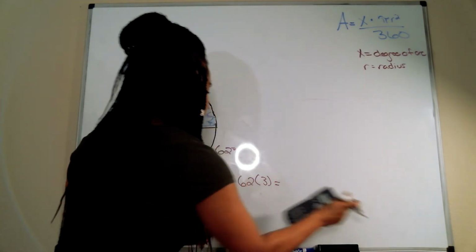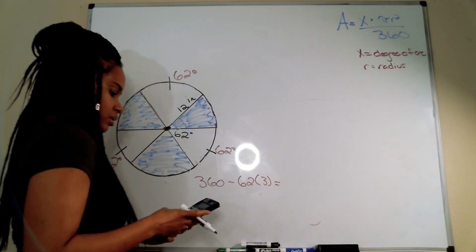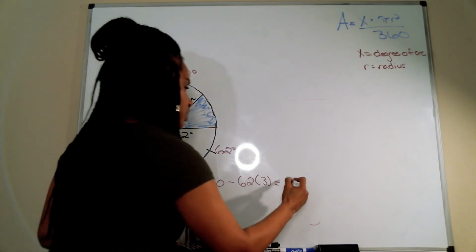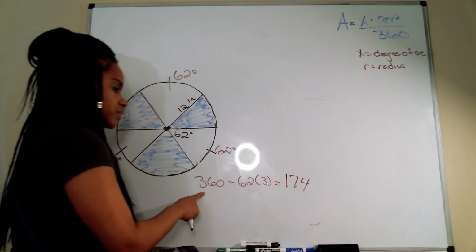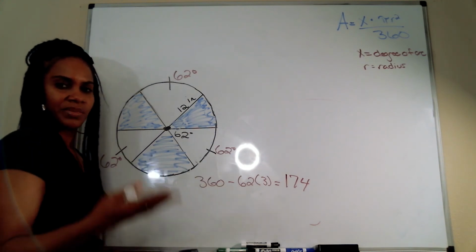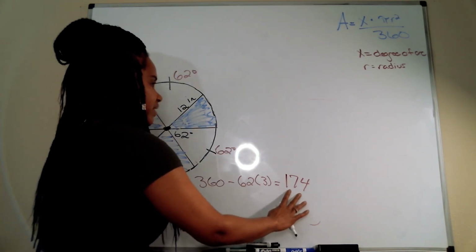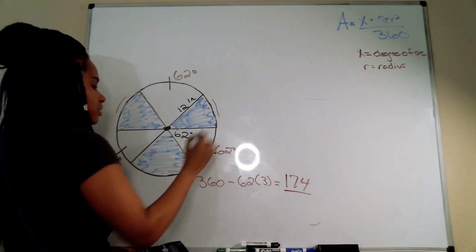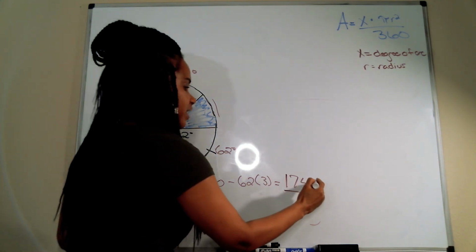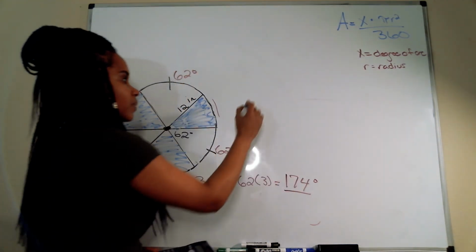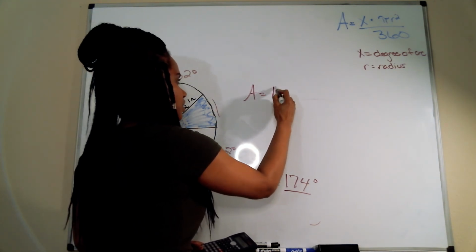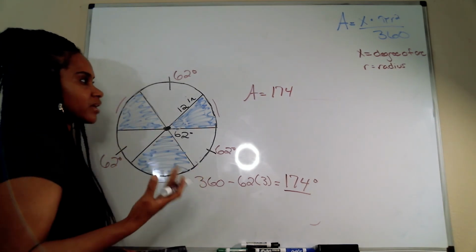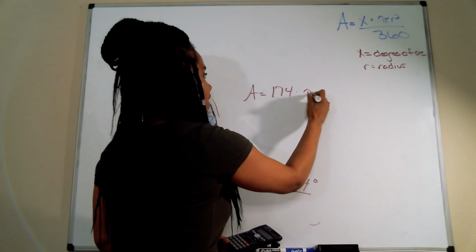All right, so 360 minus 62 times 3, that is 174. Or you could just put 360 minus 62 minus 62 minus 62. Doesn't matter, you end up with 174. So that is the sum of all of these arcs right here that we need. So we can use that 174 degrees and plug it into our formula. So area equals 174, because again, these are all the arcs that are left over that we want to find the area of. Okay, times pi.